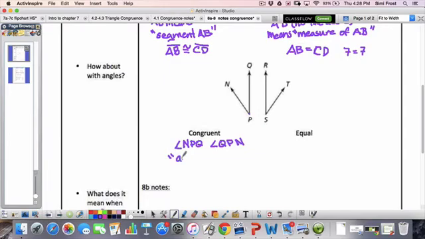This says angle NPQ. And if I want to say that these two are congruent, I would say angle NPQ is congruent to angle, and let's name this one correctly, TSR. You could also have RST, as long as that S is in the middle. So TSR.